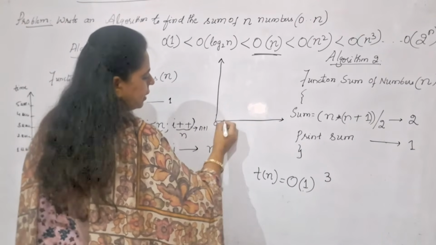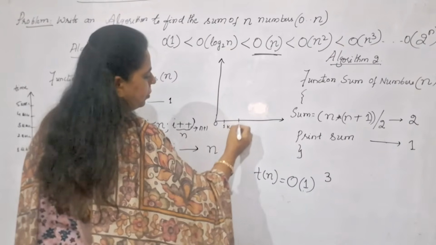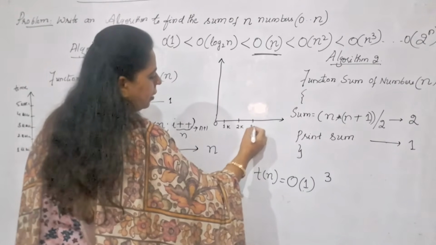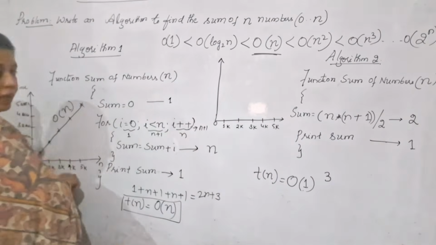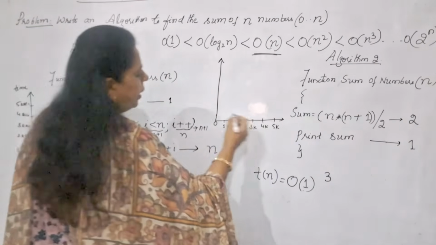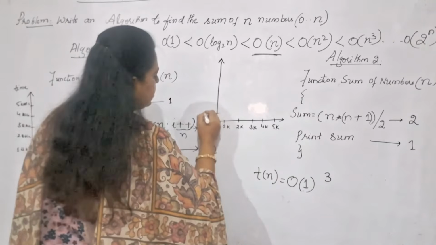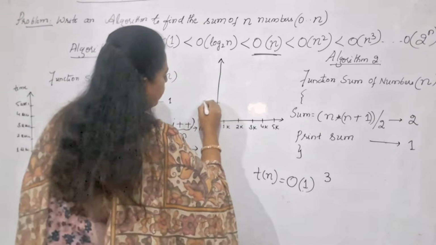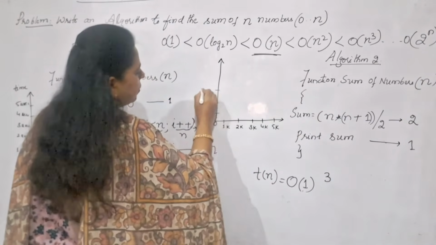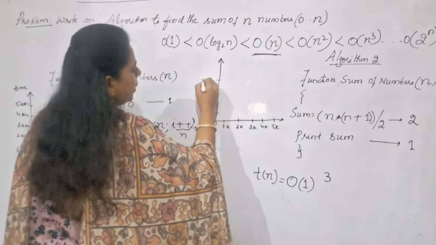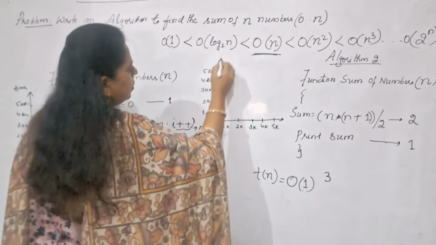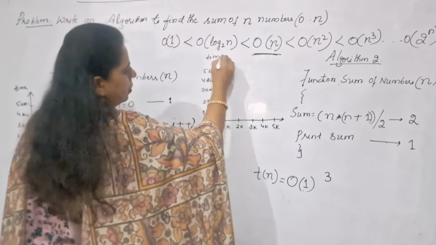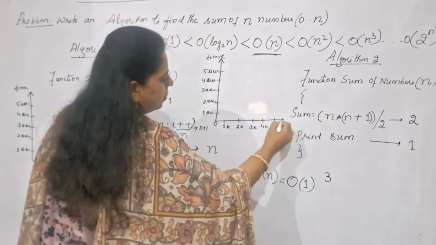then look here, it will start from 0. I am giving the input values as 1k, 2k, 3k, 4k, 5k. Whatever values I gave for this method, same way. And then I will write on the y-axis 1 microsecond, 2 microsecond, 3 microsecond, 4 microsecond, 5, like this. So this is your time and this is the n value.